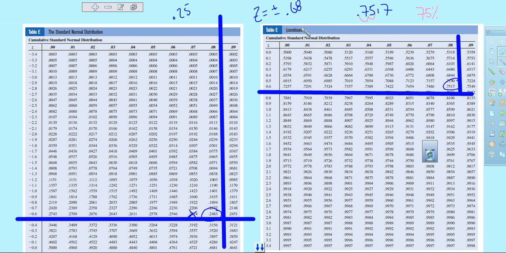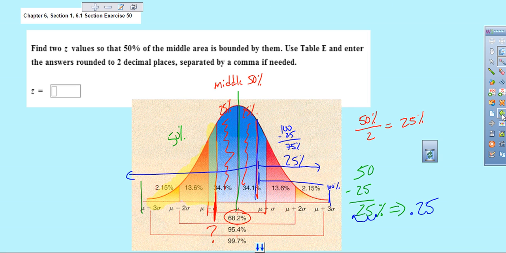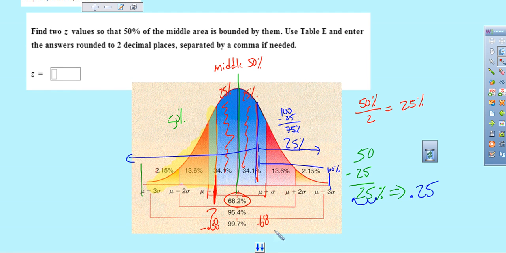So what does this mean? This means when we come back to our diagram, the z-scores that represent the middle 50% are between, in this case right here, a negative 0.68, and this would be a positive 0.68. And those would be our z-scores that represent that middle 50%.